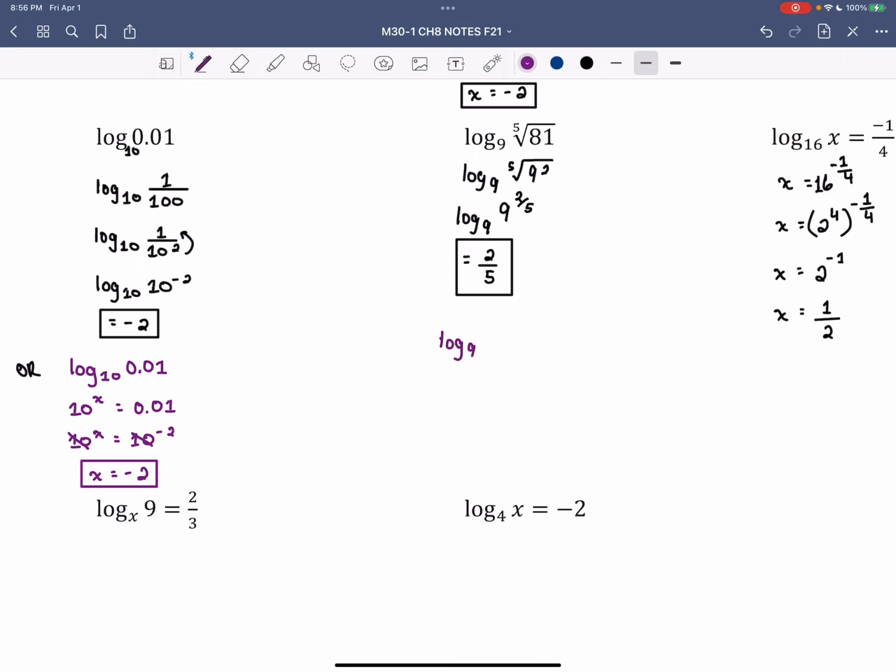Log base 9 of the fifth root of 81. The base 9 to the power of x equals the fifth root of 81. Write both sides as base 9. 9 to the power of x equals 9 to the power of 2 over 5. Then x equals 2 over 5.